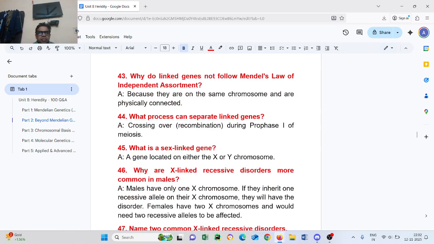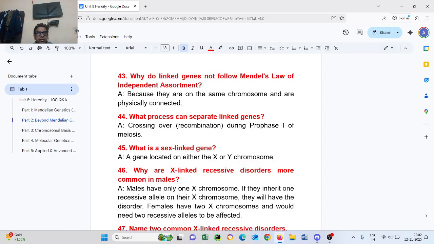Question number 45. What is a sex-linked gene? A gene located on either the X or Y chromosome is called a sex-linked gene.